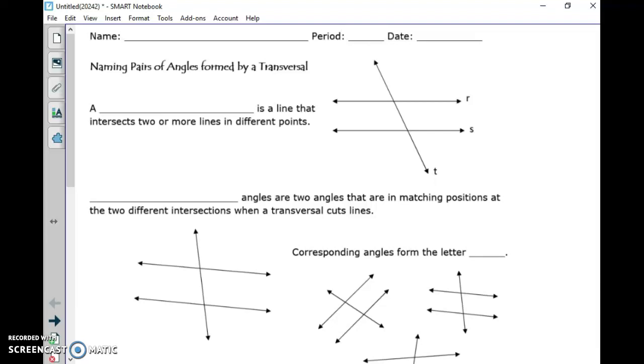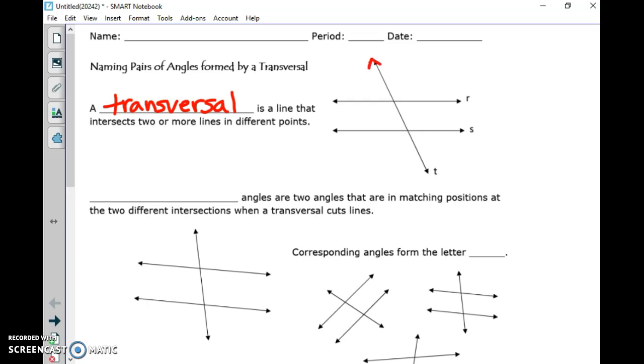All right, these are the notes for 9:25:17, naming pairs of angles formed by a transversal. So the first blank here is: a transversal is a line that intersects two or more lines in different points. Okay, so two or more lines in different points.